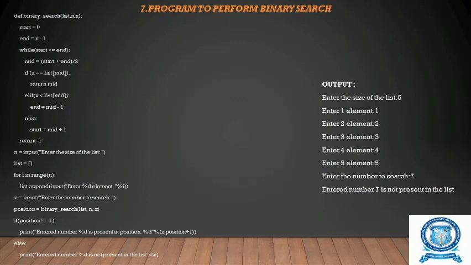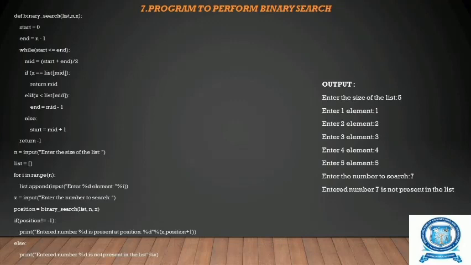Next, we are going to see how to write a Python program to perform a binary search. In binary search, we split the list by half, find a mid value, and then check. For that, first we define the function binary_search with list, n, x as the parameters. We initialize the start value as 0 and the end value as n minus 1.